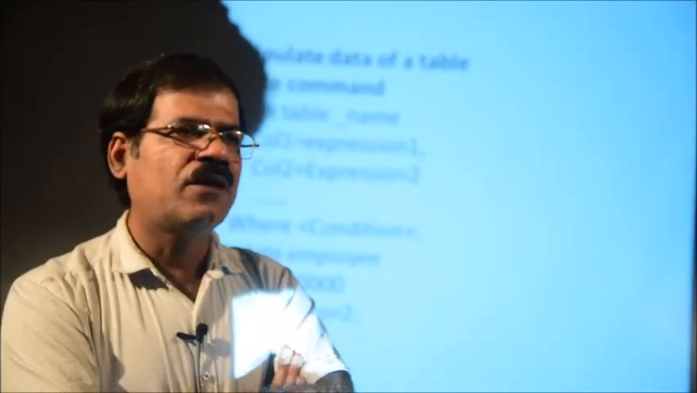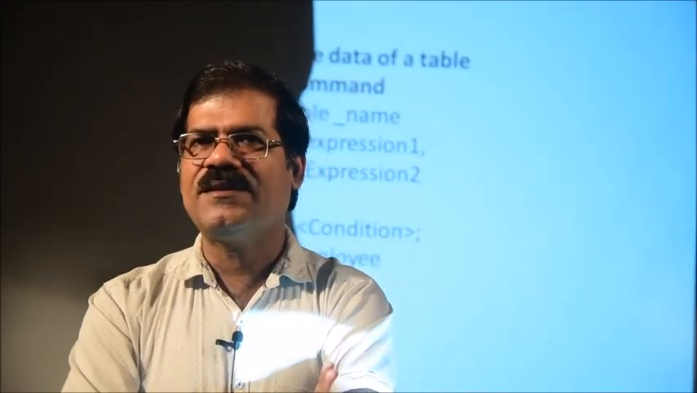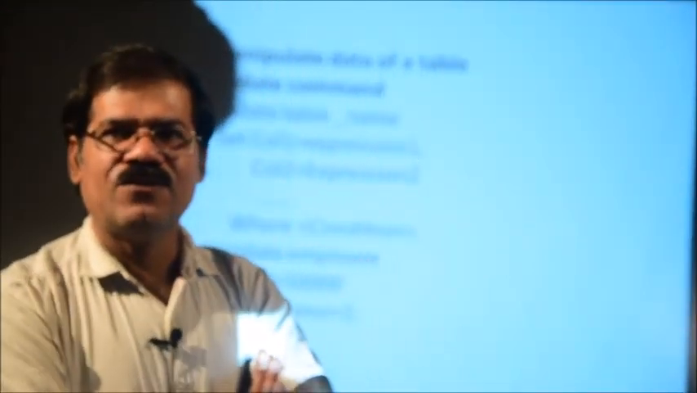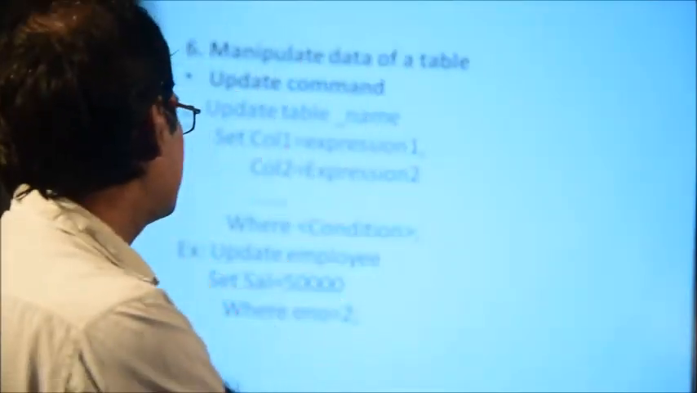That means in the employee table, employee number 2's salary is changed to 50,000. Previously whatever it may be, 40,000 or 55,000, now it is 50,000. Maybe a salary cut or maybe an increase. So now you can update it. Employee number 2's salary is now set as 50,000.